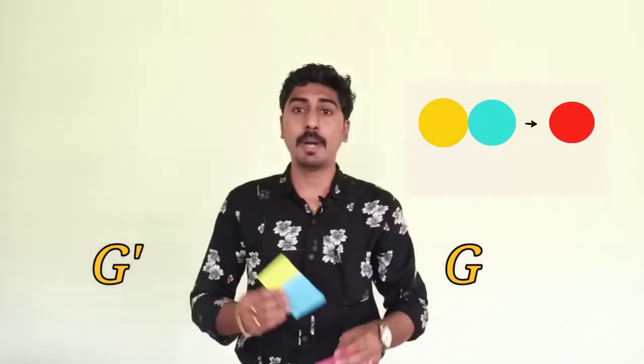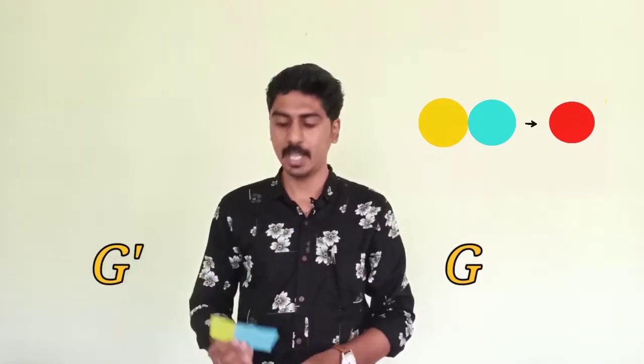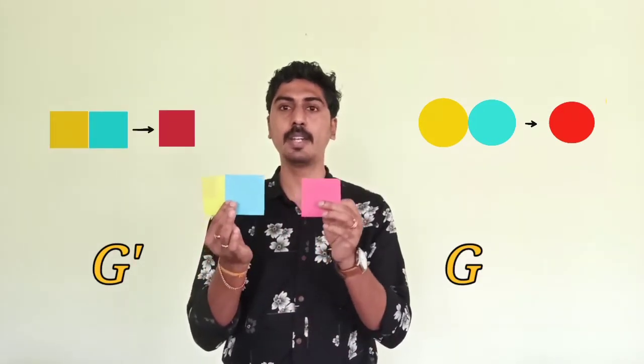Let us consider a group G and a group G dash. Let me denote the elements of group G by these colored circles. Let us denote the elements of group G dash by these colored squares. Suppose in group G, if I combine the yellow circle with the blue circle, I get the red circle. It might happen in group G dash if I combine the yellow square with the blue square in the exact same order, I get the red square.